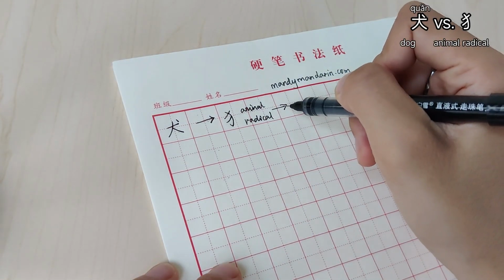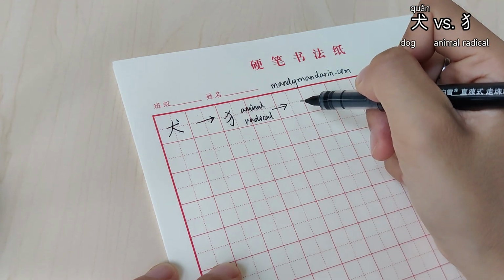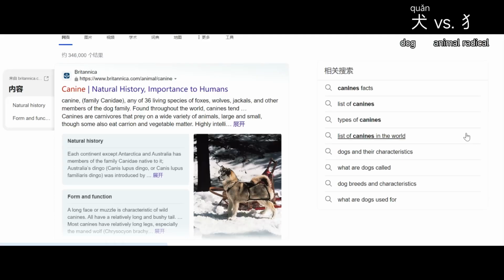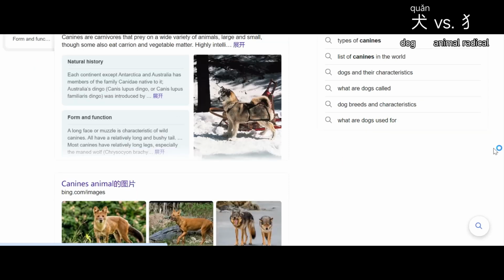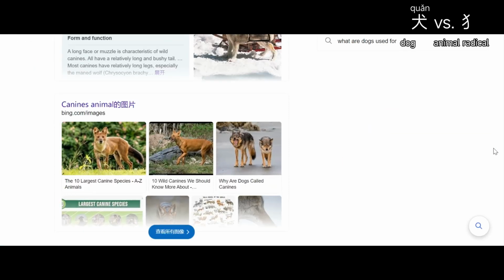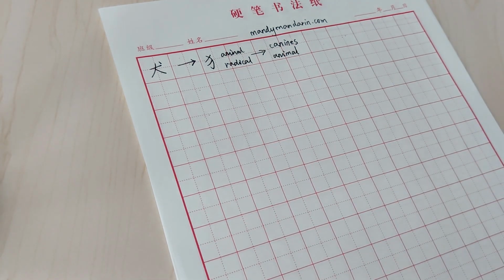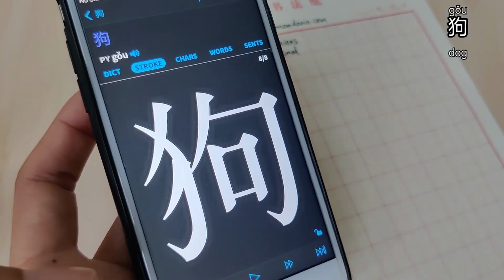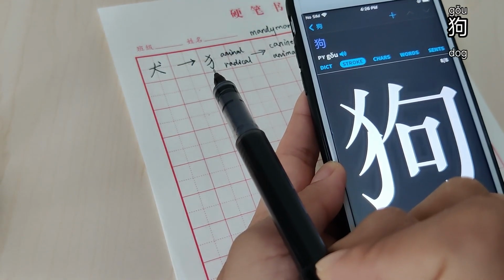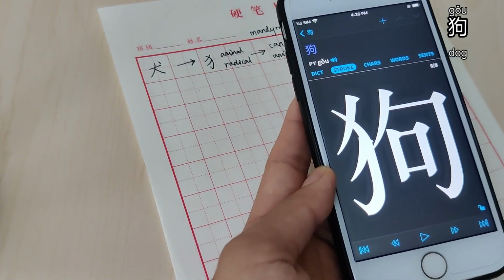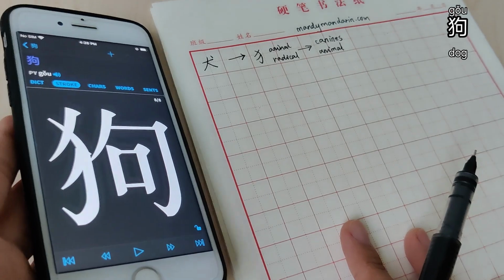But this animal radical only refers to a certain type of animals. To be more specific, it usually refers to canine animals. Here is the definition of what the canine animals are. You can see these animal radicals in the hanzi like 狗. This radical, we got it, right? Okay, so let's try to write the 狗.